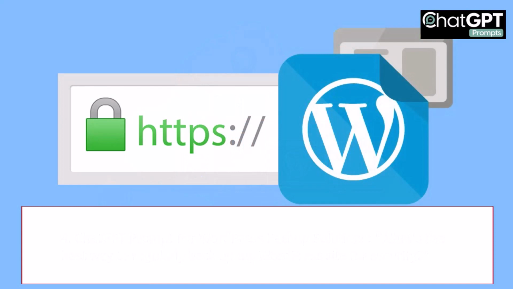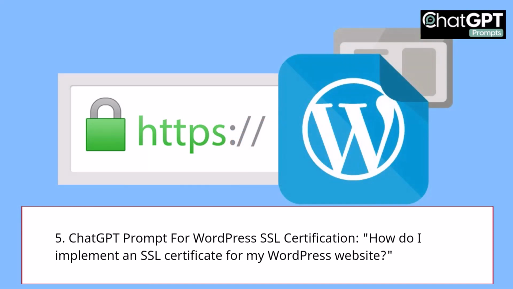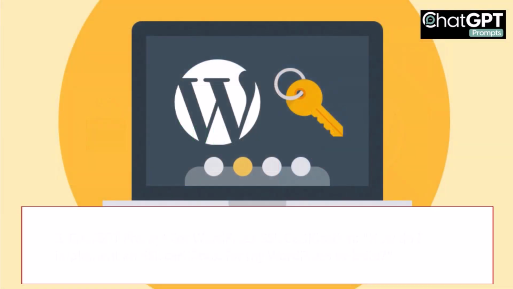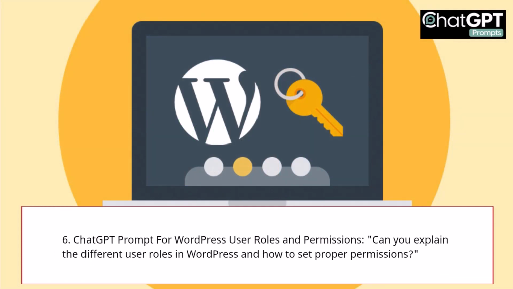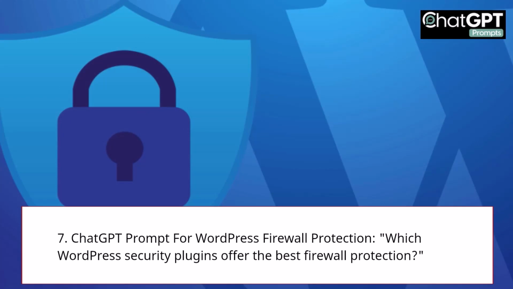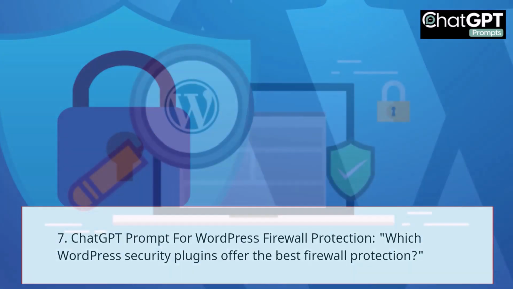5. ChatGPT prompt for WordPress SSL certification. How do I implement an SSL certificate for my WordPress website? 6. ChatGPT prompt for WordPress user roles and permissions. Can you explain the different user roles in WordPress and how to set proper permissions? 7. ChatGPT prompt for WordPress firewall protection. Which WordPress security plugins offer the best firewall protection?